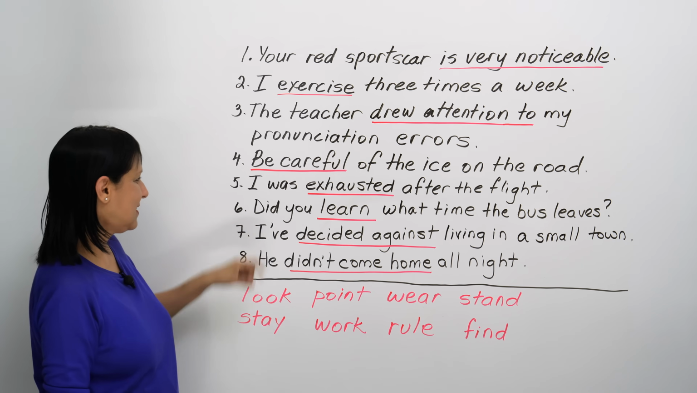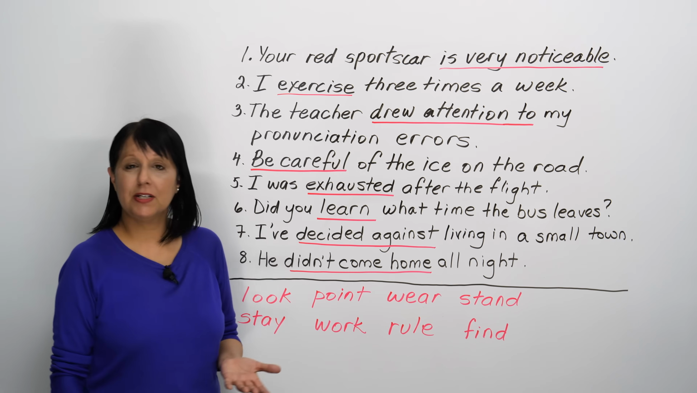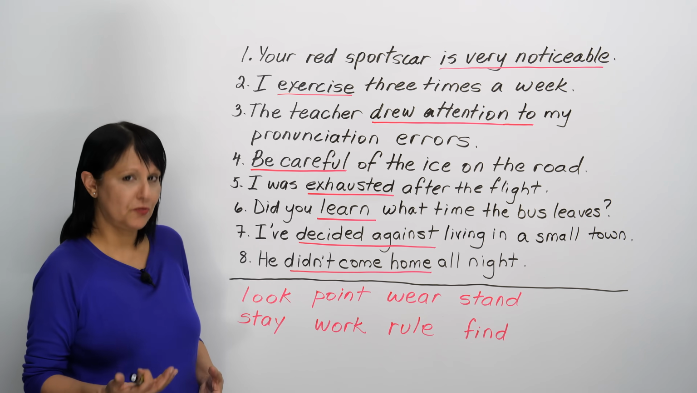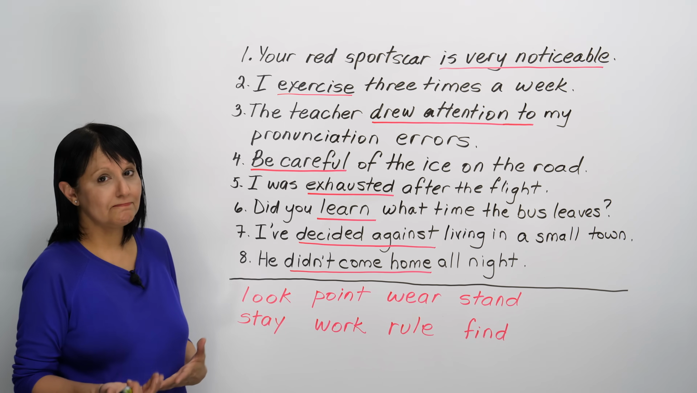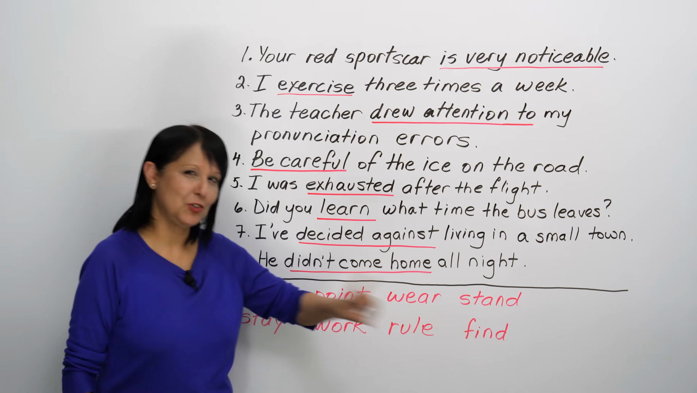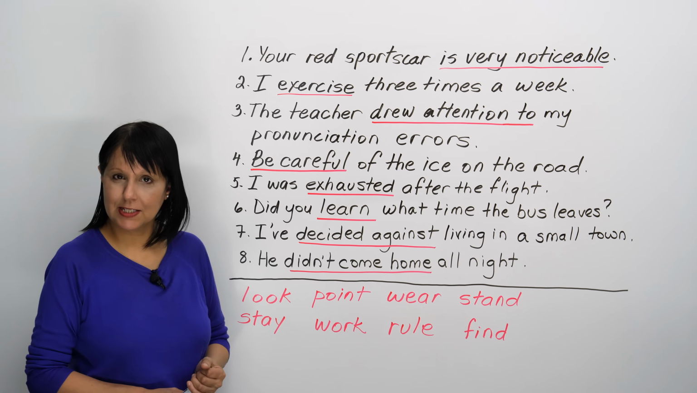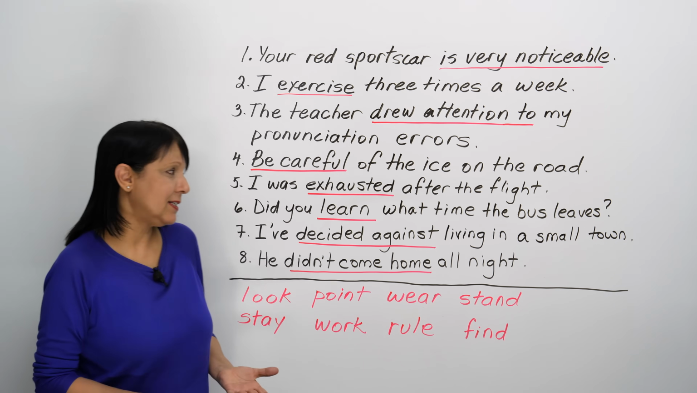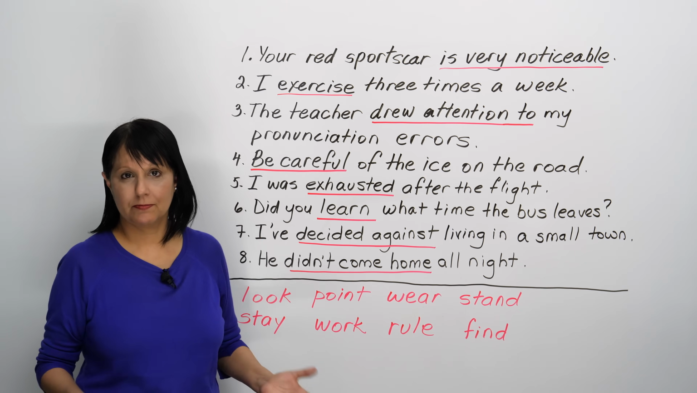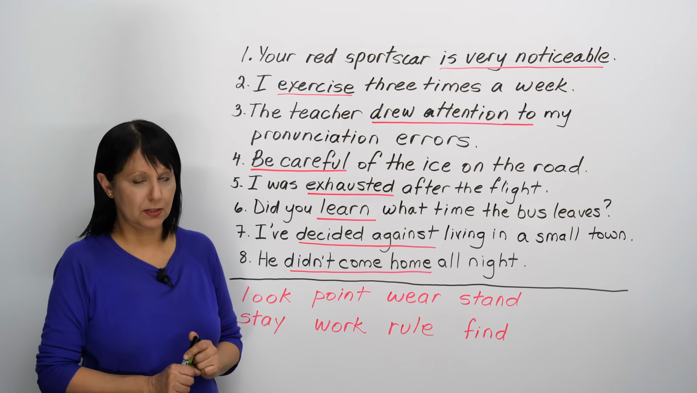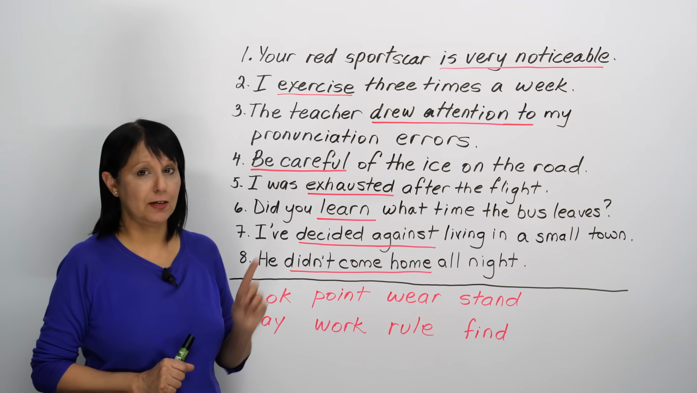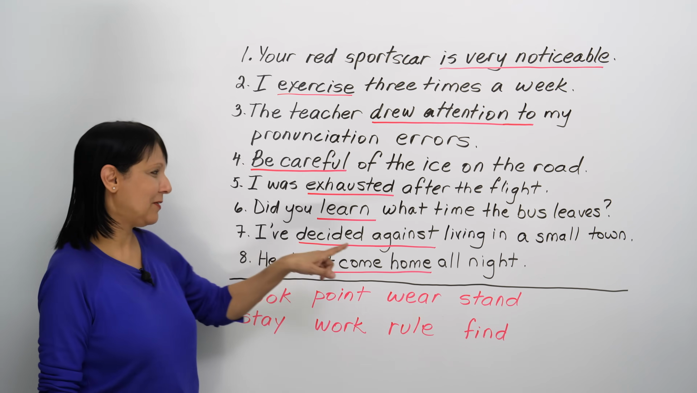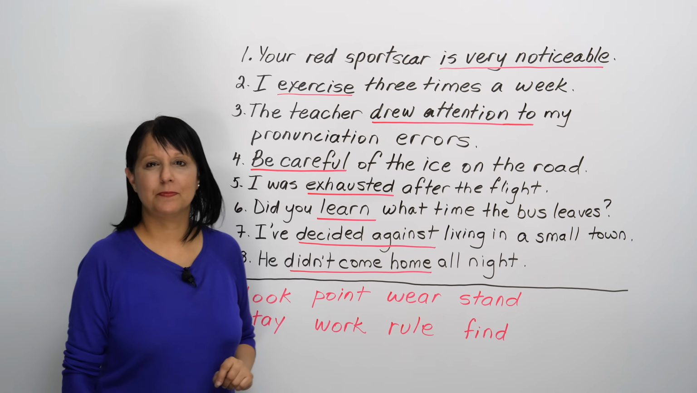Okay, number 6. Did you learn what time the bus leaves? We won't usually say, did you learn? We usually use this phrasal verb. Did you find out? Good. Did you find out what time the bus leaves? Okay, good. Number 7. I've decided against living in a small town. That means I've ruled out that possibility. There may be other possibilities, but I've ruled out that one, right? Rule out. I've ruled out living in a small town.